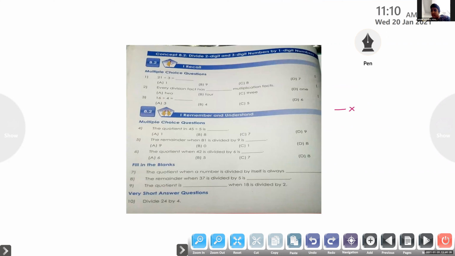Now, dash into 3 is equal to 21. You know? 7 into 3 is equal to 21. So 21 divided by 3 is equal to 7. So all of you write in the blank space 7 and write D. Next question to Anna Rose.